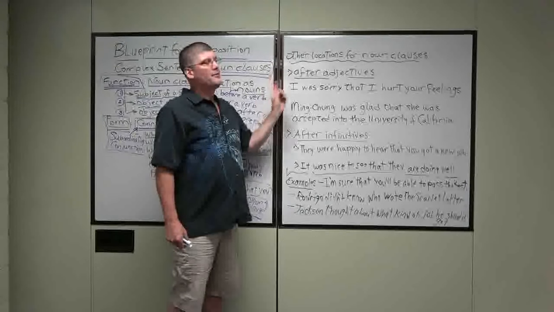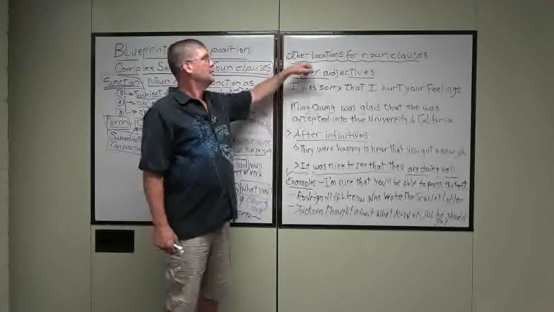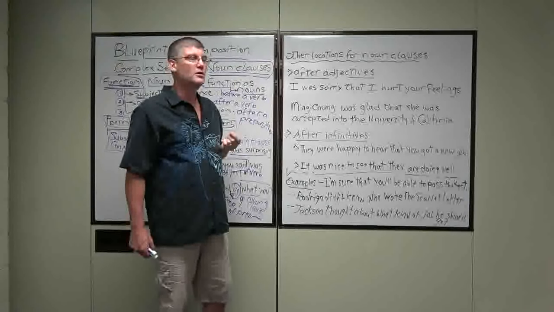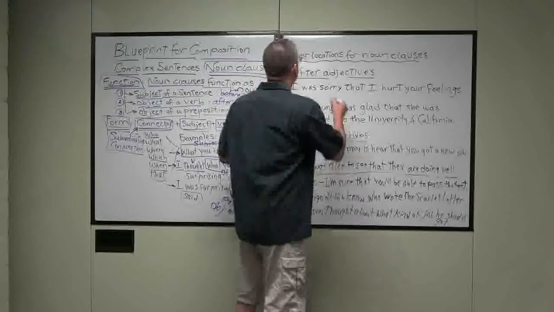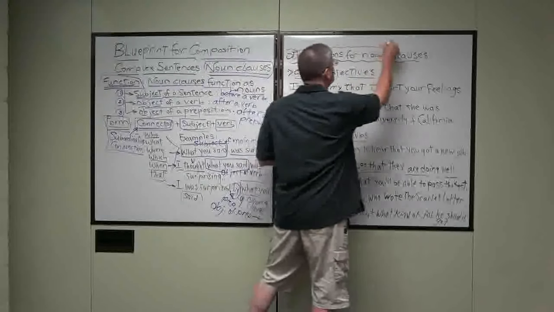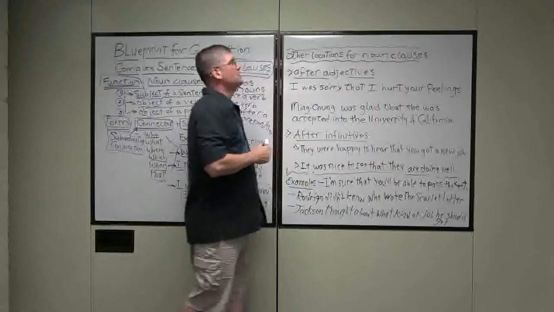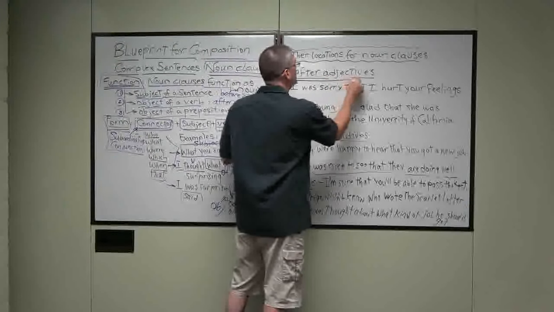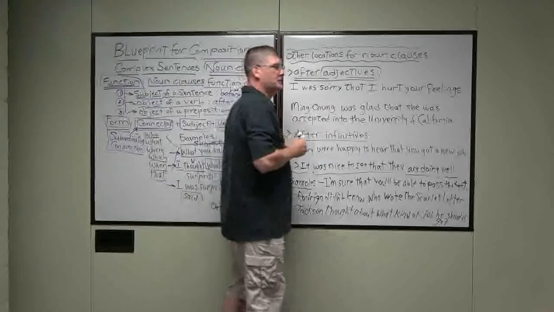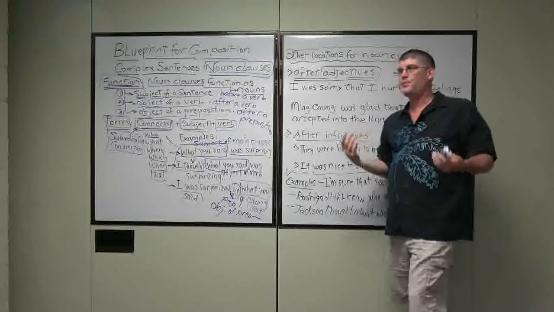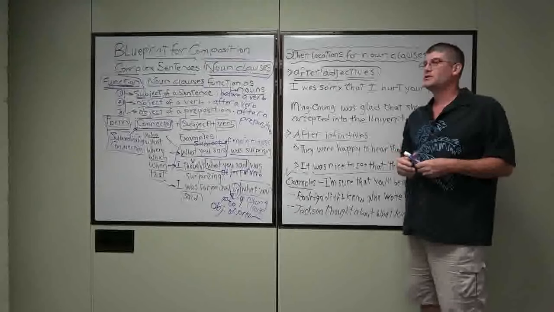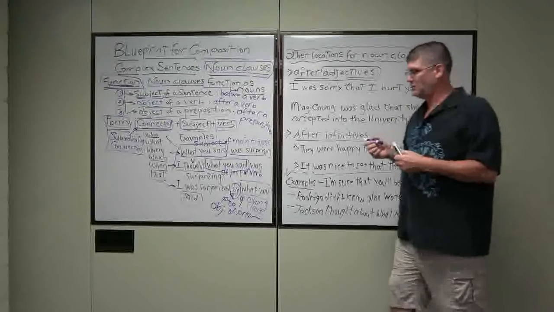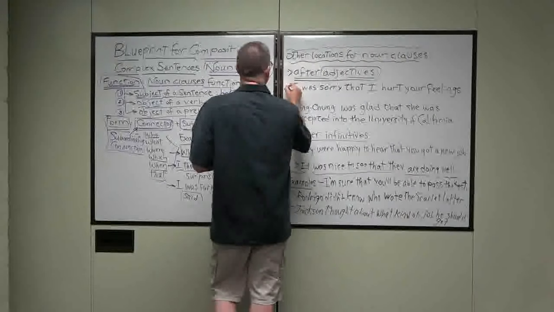So, I put up a couple of extra locations where it is possible to find noun clauses in sentences. If you look at the right-hand side of the board, it says other locations for noun clauses. One of them, as you see here, is after adjectives. It is possible to use noun clauses after certain adjectives. I gave two examples of how to do this. So let's look at the first one.